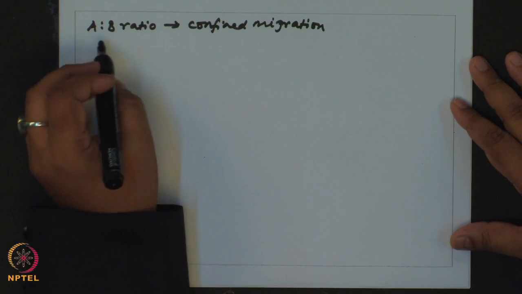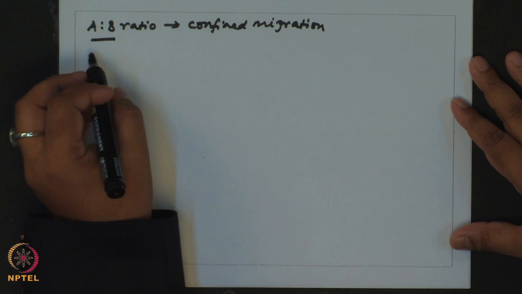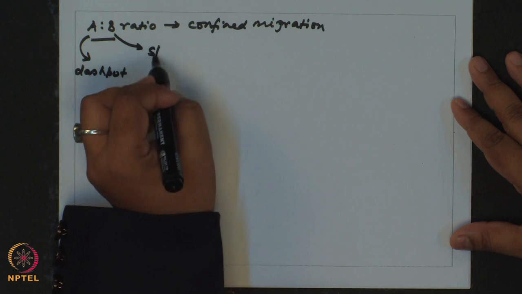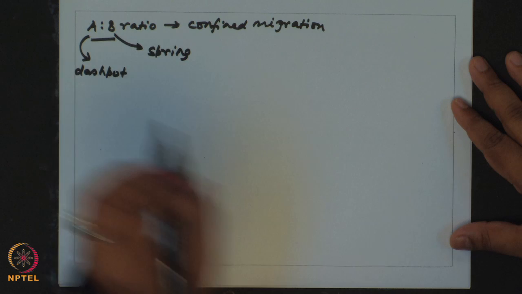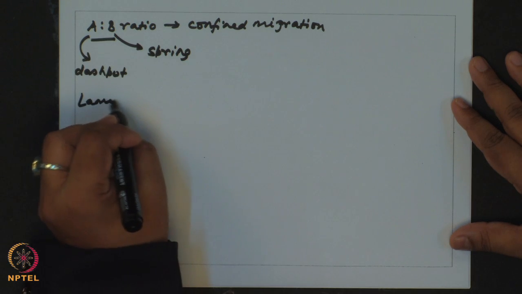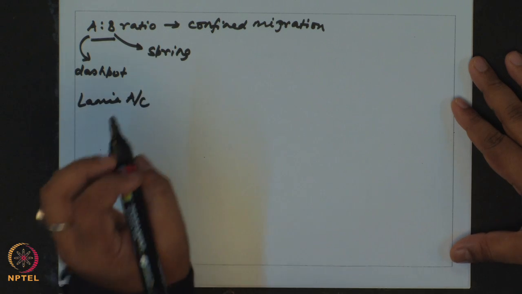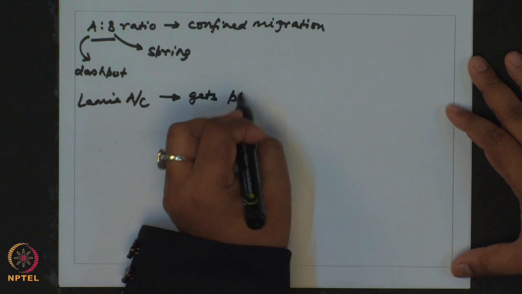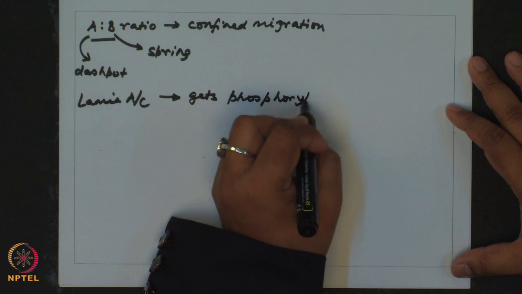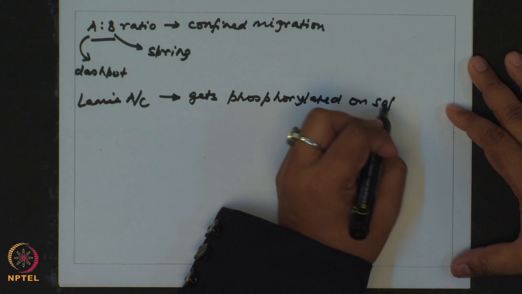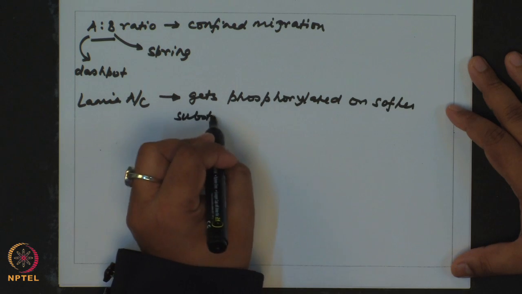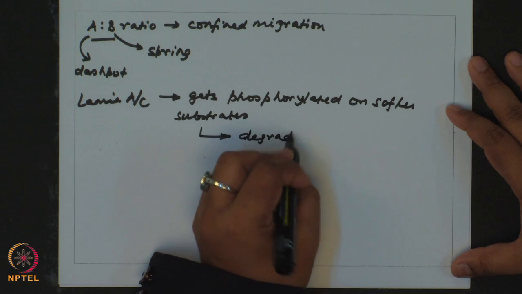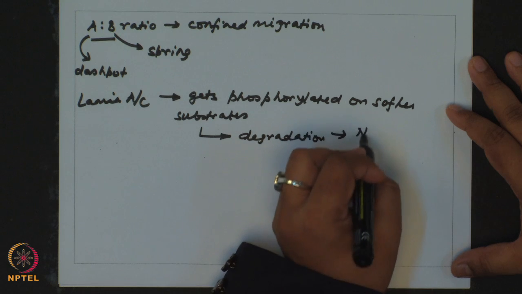Okay. So, what we observed was, once again, A operates as a dashpot, B operates as a spring, okay, and lamin A, or lamin AC, because it is a splice variant, gets phosphorylated on softer substrates, and this phosphorylation leads to degradation of the protein, making the nucleus soft.